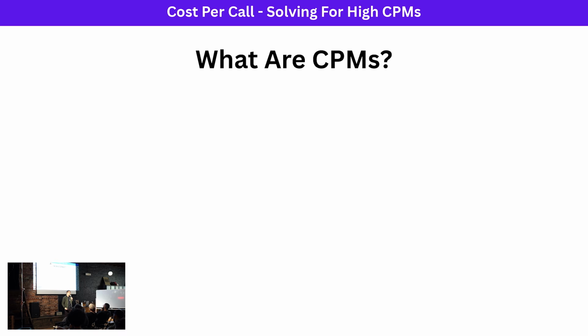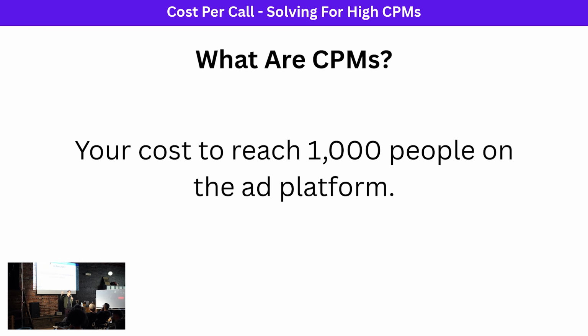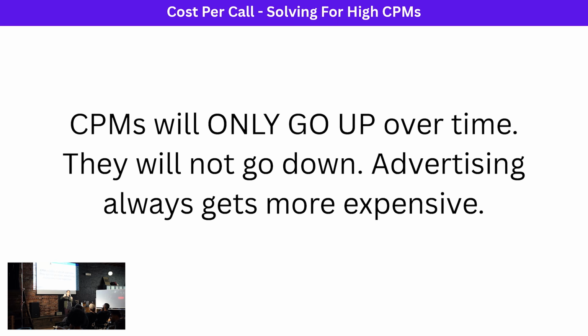All right, so I'm going to give you a lot of stuff on how to fix your CPMs, which impacts everything else down the funnel. So what are CPMs? It's your cost to reach 1,000 people on the ad platform. It's how much Meta charges you to reach 1,000 people. CPMs will only go up over time. Keep that in mind. They will not go down. Advertising gets more and more expensive as days go on.